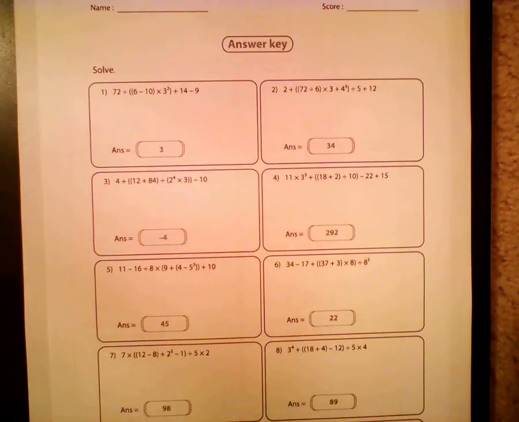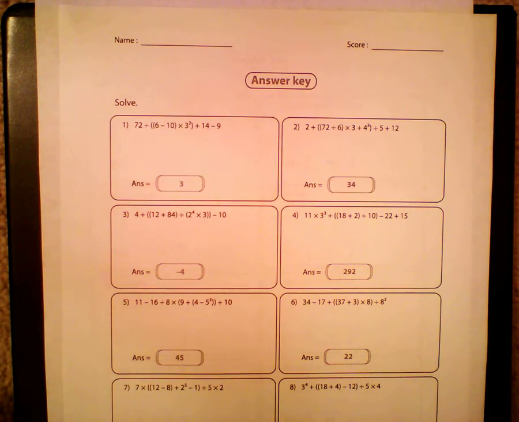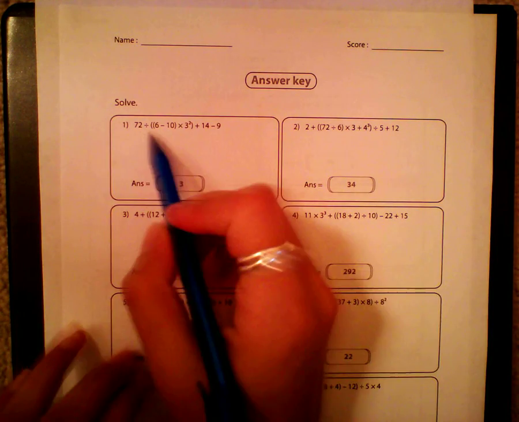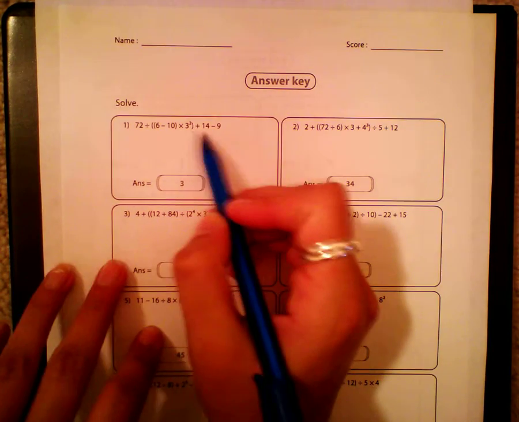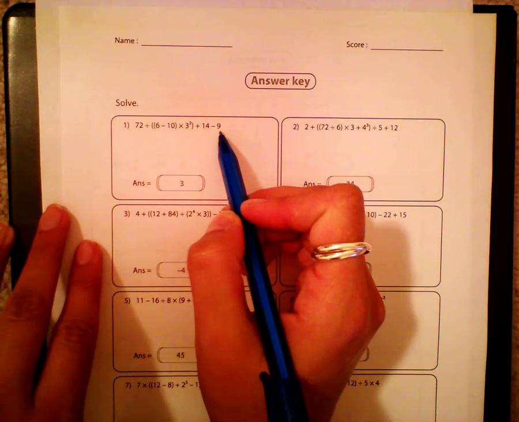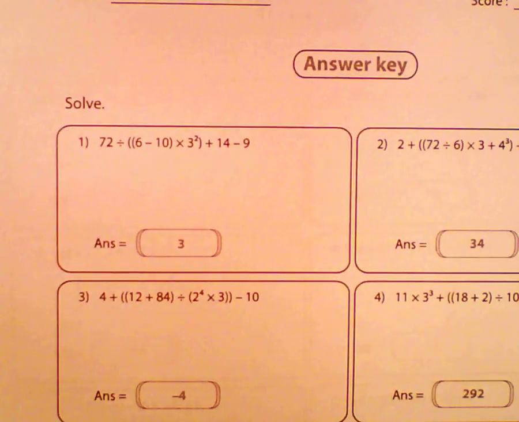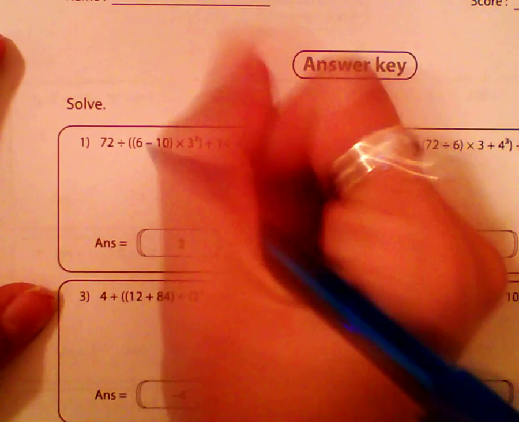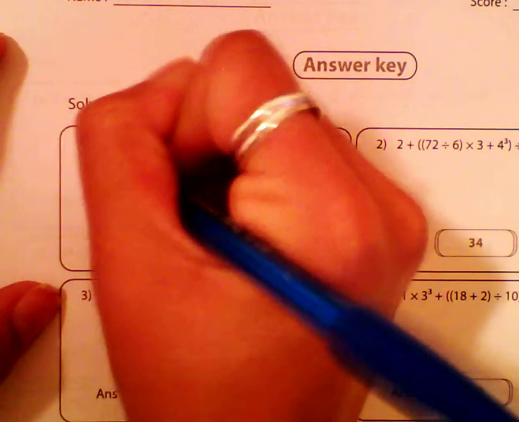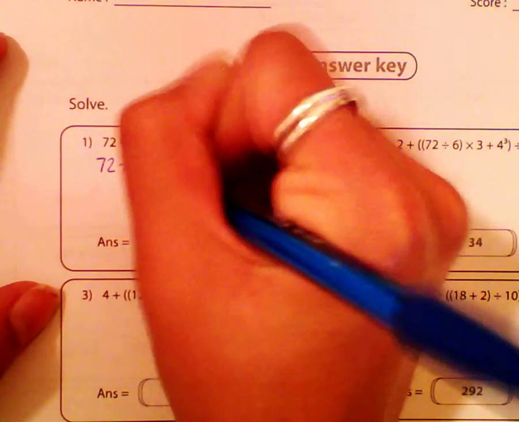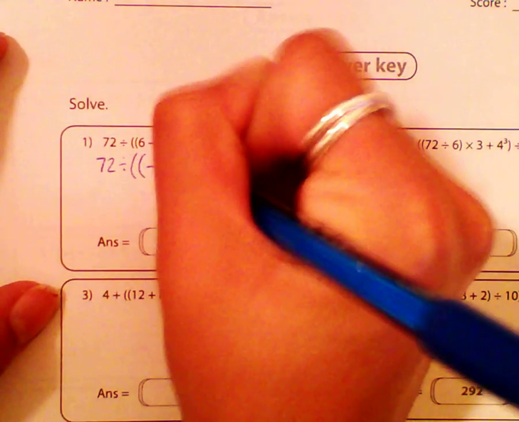Alright, let's get started. Number 1, 72 plus the quantity of 6 minus 10 times 3 squared plus 14 minus 9. Order of operations tells me to start on the innermost parentheses, which is 6 minus 10. So everything else is going to be rewritten. 6 minus 10 is negative 4.